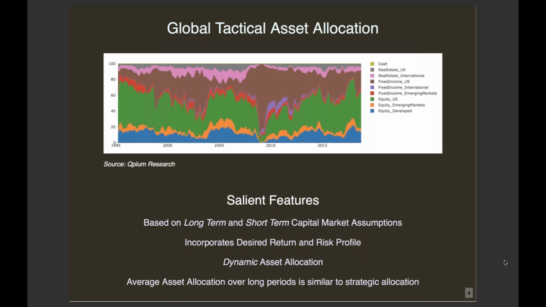Now we discuss global tactical asset allocation. Global tactical asset allocation is based on both long-term and short-term capital market assumptions. It incorporates investor preferences as to the desired risk and return profile based on these assumptions. And given that these assumptions are changing over time, the underlying asset allocation also changes over time. Moreover, in practice, if the long-term capital market assumptions are consistent with the strategic asset allocation, on an average, tactical asset allocation is similar to strategic asset allocation over a long period of time.